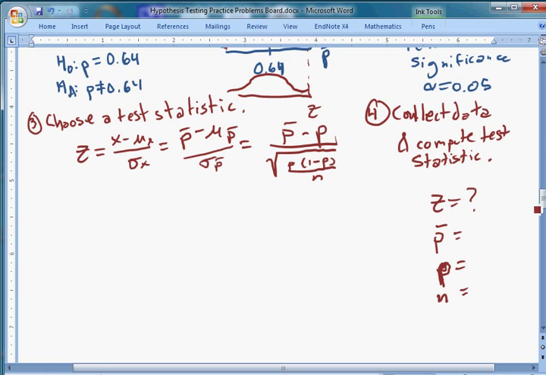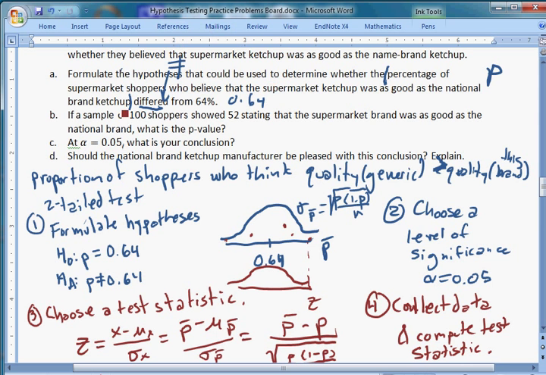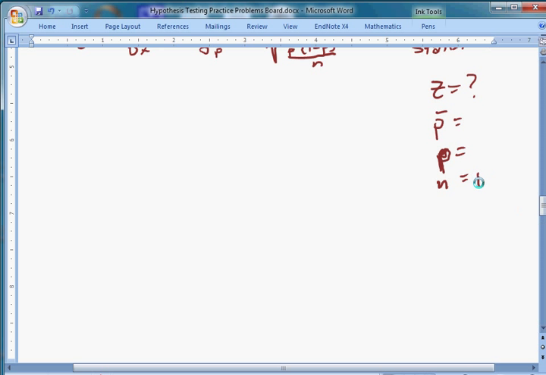Okay. So let's look at the question and see if it tells us this stuff. If a sample of 100 shoppers showed 52 stating that the supermarket brand was as good as the national brand, what is the p-value? So that should tell us all we need to know if they're expecting us to get the p-value. So we have 52 out of 100. Sample size is 100. The sample proportion is going to be 52 divided by 100, which is equal to 0.52.